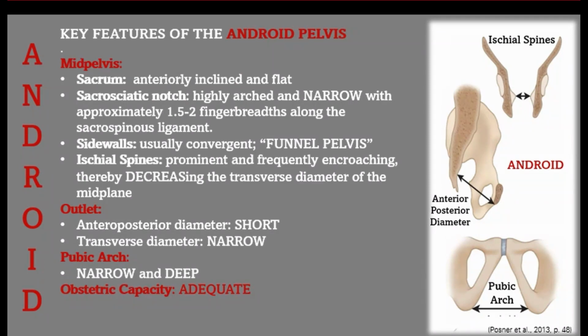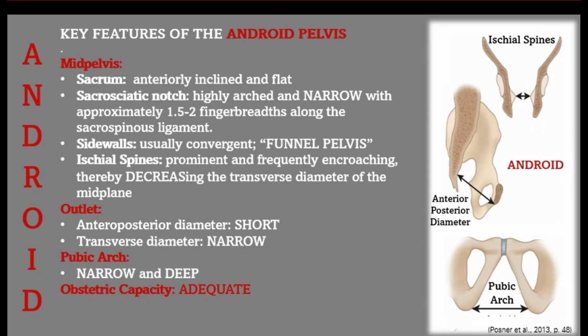The sacrum is anteriorly inclined and flat. The sacrosciatic notch is highly arched and narrow, with approximately 1.5 to 2 finger breadths along the sacrospinous ligament, which is much smaller than the other pelvises. The sidewalls are usually convergent, and this is typically known as truly a funnel pelvis because of its converging sidewalls.